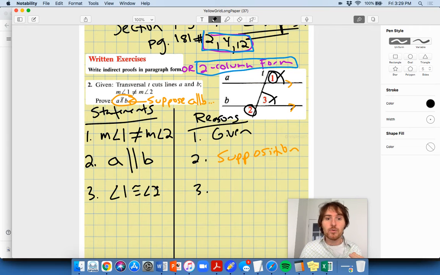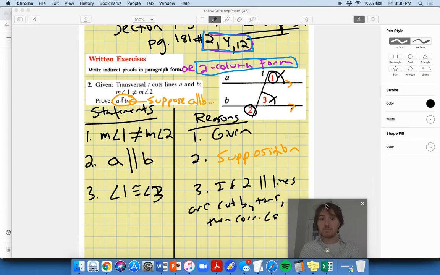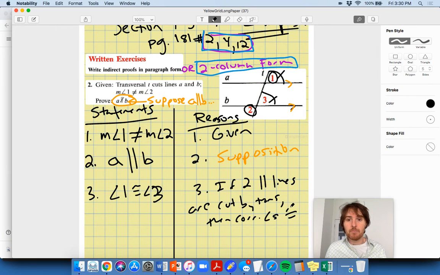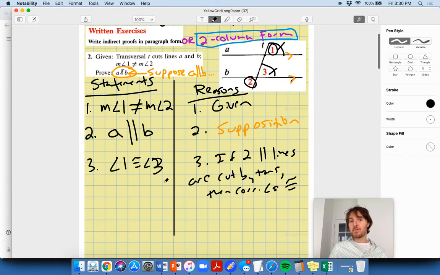we'd be able to say that angle 1 and angle 3 were congruent, right? Angle 1 and angle 3, because you've got to write this out, you're writing a proof: if two parallel lines are cut by a transversal, then corresponding angles would have to be congruent. Okay? So if the lines were actually parallel, then angle 1 is congruent to angle 3.